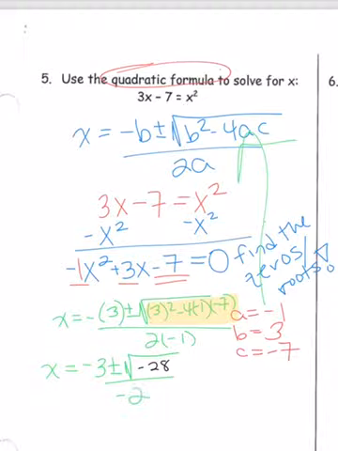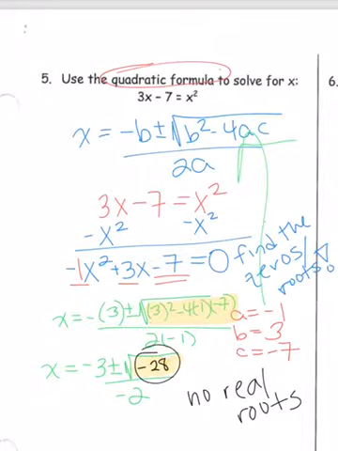Now, you should be pausing to think for a second here. Can I take the square root of a negative number? Absolutely not, Miss Tomei. We cannot take the square root of a negative number. So, our solution here, guys, we're going to write there are no real roots. Can't take the square root of a negative number here, so it doesn't work out. Alright? This is your answer.